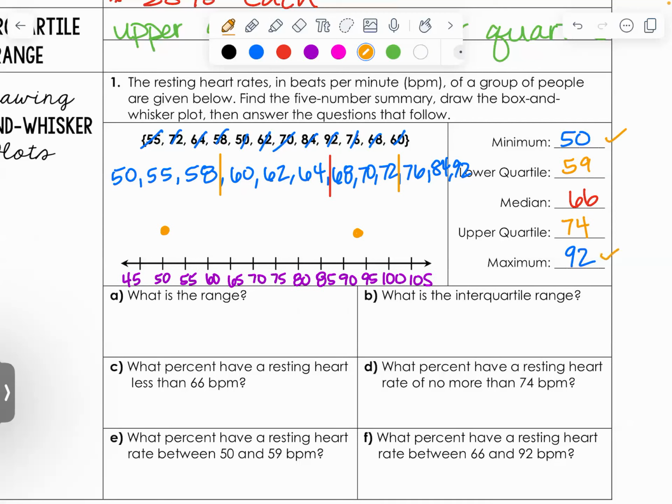Now, the lower quartile, median, and upper quartile, those are going to be vertical lines, like these right here, to make our boxes. So 59 needs to be a vertical line. 66 needs to be a vertical line. And 74 needs to be a vertical line. And then we draw our whiskers.